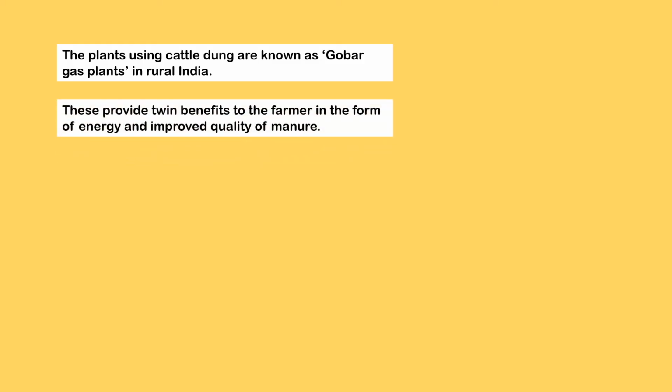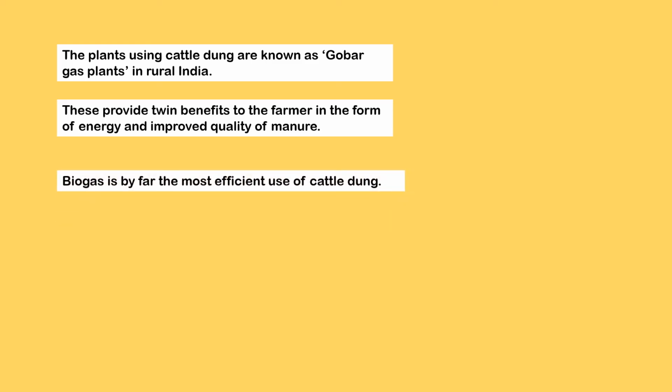Biogas is the most efficient use of cattle dung. It improves the quality of manure and also prevents loss of trees and manure due to burning of fuel wood and cow dung cakes.